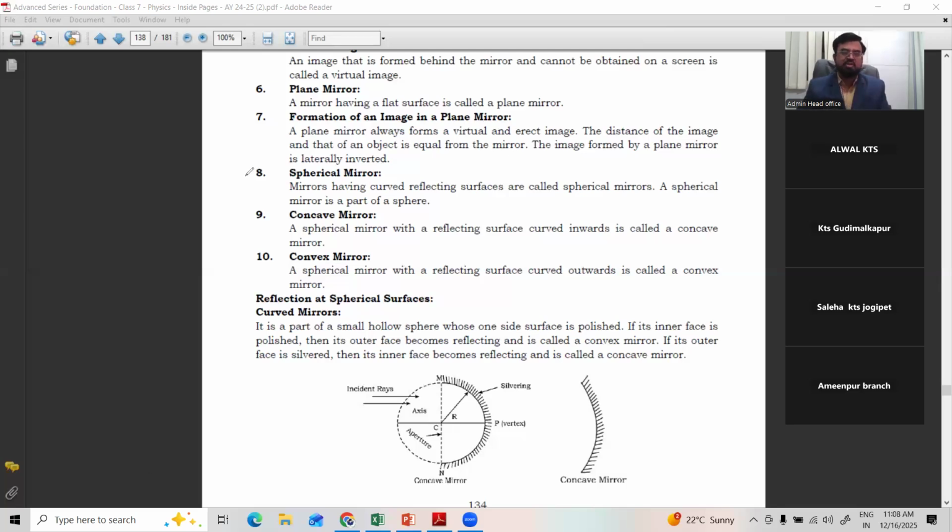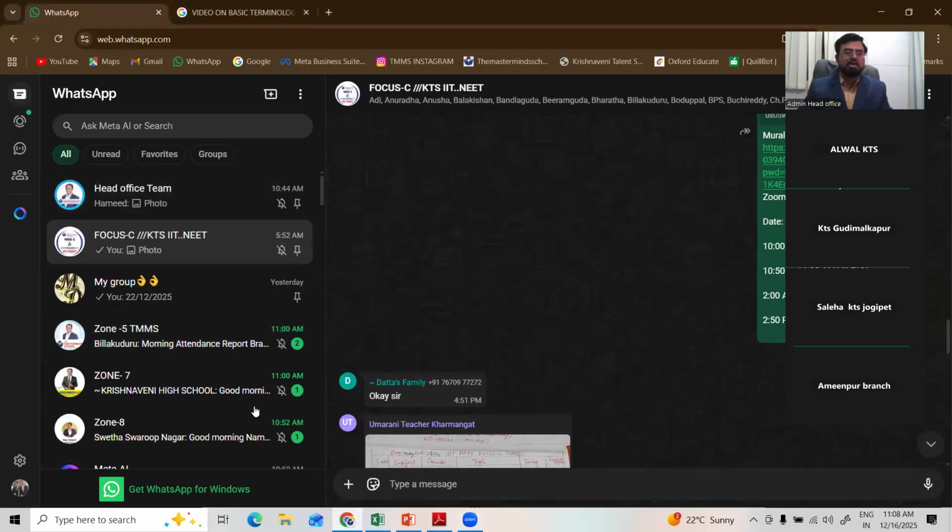Okay. So before going for the spherical mirror, I'll just show you one introduction video of light. Then we move to the remaining part of the light, right?